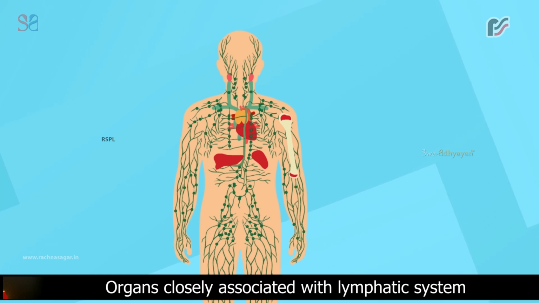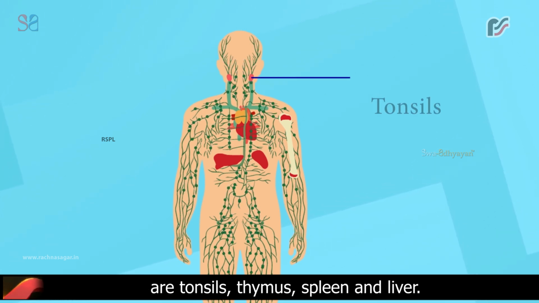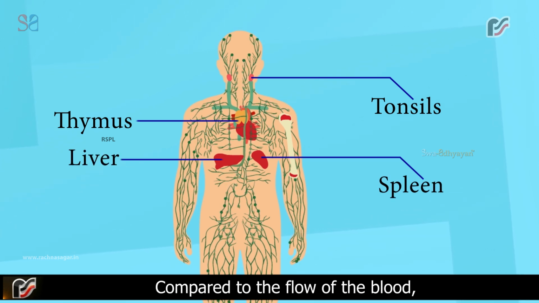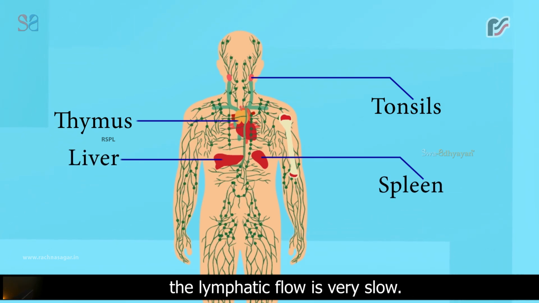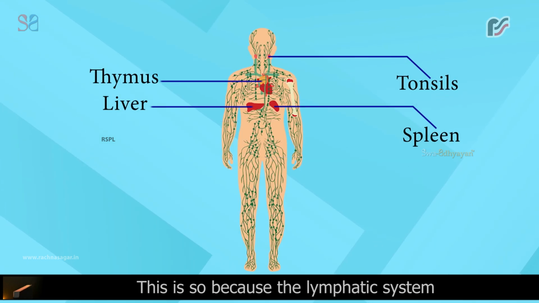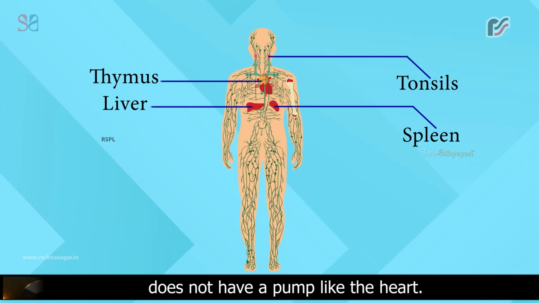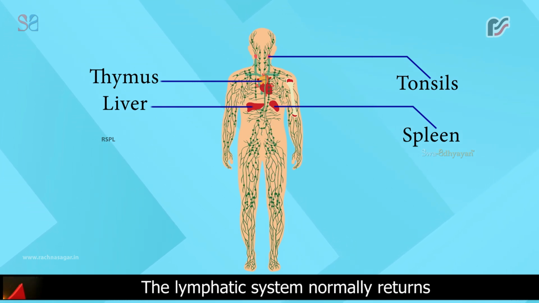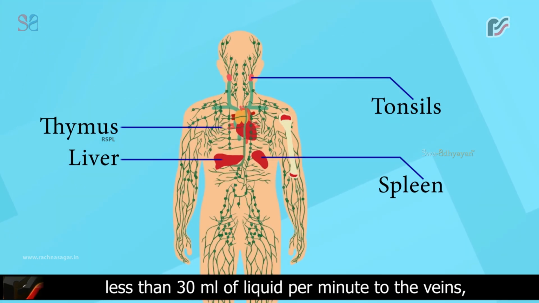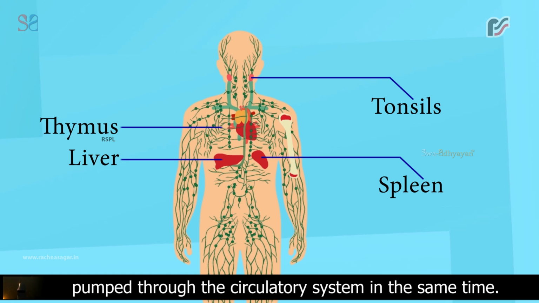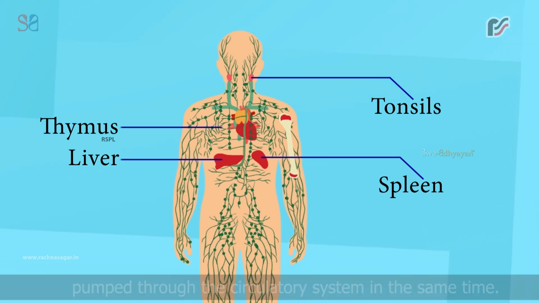Organs closely associated with lymphatic system are tonsils, thymus, spleen, and liver. Compared to the flow of the blood, the lymphatic flow is very slow. This is so because the lymphatic system does not have a pump like the heart. The lymphatic system normally returns less than 30 ml of liquid per minute to the veins, in contrast to the 5 or 6 liters pumped through the circulatory system in the same time.